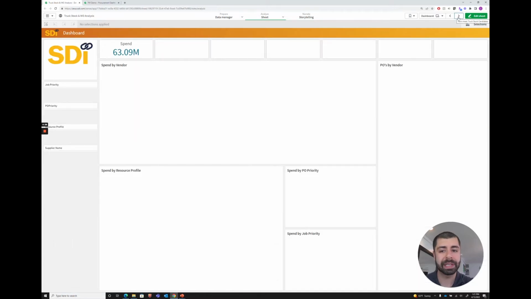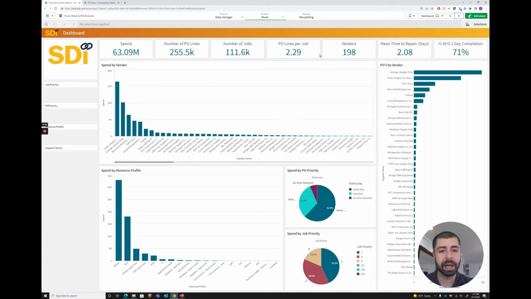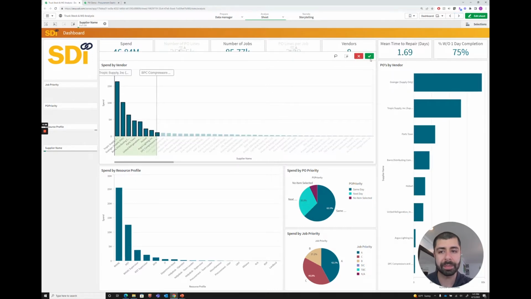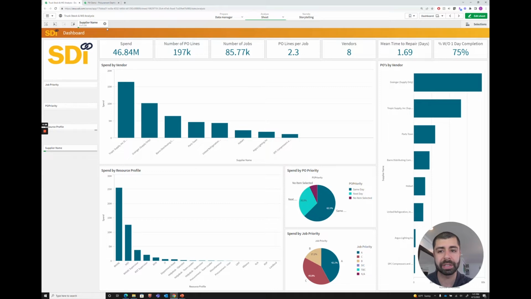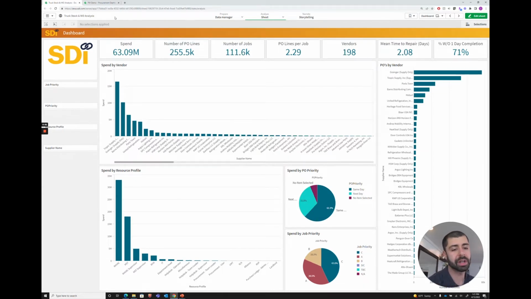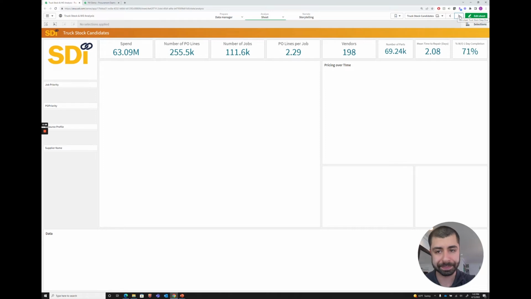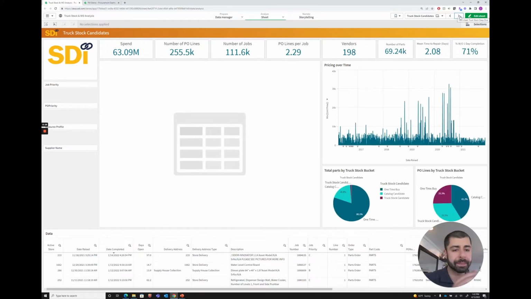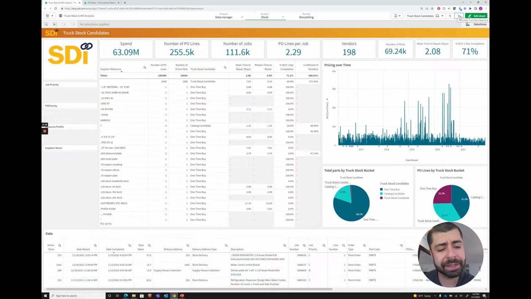So SDI worked with them to slice and dice this data. We produce dashboards that help us understand where some of the spend is going, who the top partners are, right? Taking the Pareto principle, this particular file has $63 million of spend in it, with the top, say, 8 suppliers at $46 million. So if we want to drive any operational change, we're going to need to focus on those suppliers as key partners, right?